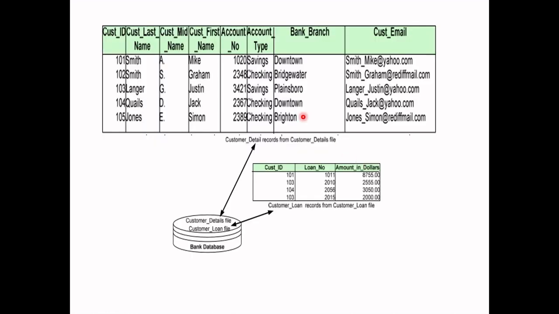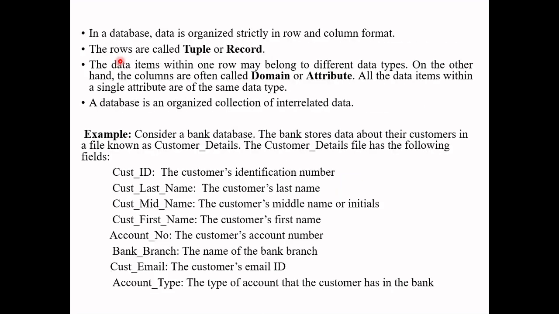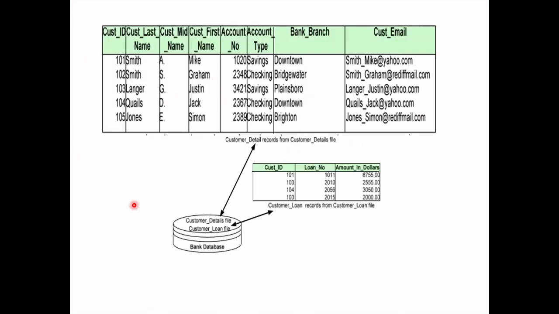See here, we have an example. In this, we have customer detail. I have explained the columns over here: customer ID, customer last name, customer middle name, customer first name, account number, type of account, bank branch, and customer email. So these are all the columns of the table. Now we enter the data. For example, 101, name is Smith A. Mike. Account number is 1020, account type is saving, bank branch is downtown, and customer email address is smith_mike@yahoo.com. This is our first record.